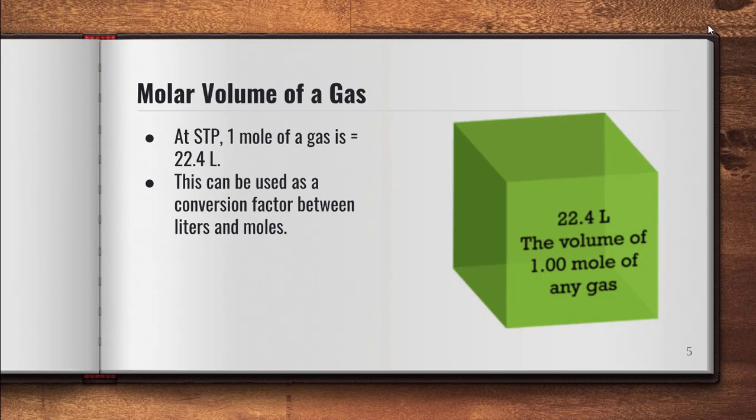So what's important to understand here is that at STP, there's a relationship between the moles of the gas and its volume. And that ratio is that 1 mole of gas is equal to 22.4 liters. Now this can be used as a conversion factor between liters and moles. And we're going to utilize that here in some practice problems.